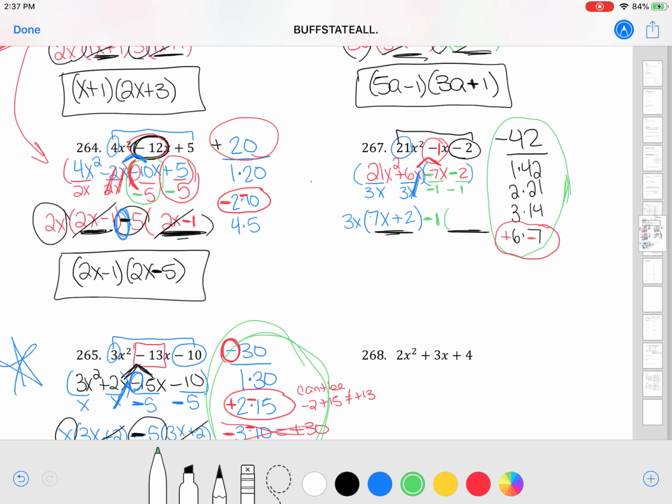Watch what happens. When you do negative 7x divided by negative 1, you get a positive 7x, which is perfect. It matches up over here. And negative 2 divided by negative 1 is a positive 2. Again, perfect. It matches up. Once these match, you write it in your answer. 7x plus 2, gone. And then put your two GCFs together. 3x minus 1. Final answer.